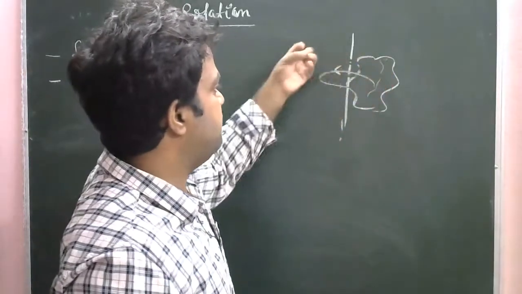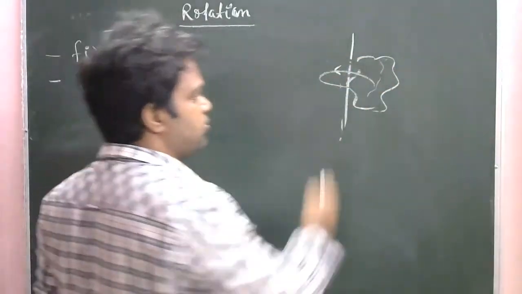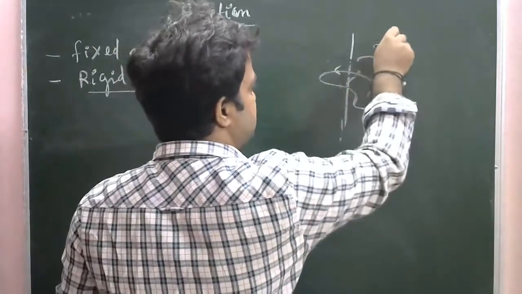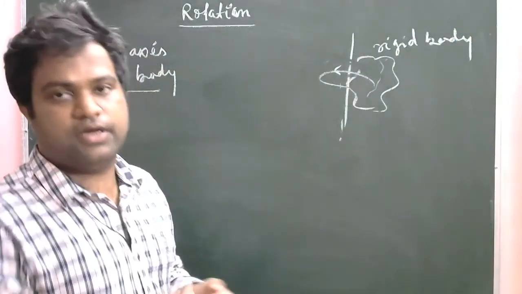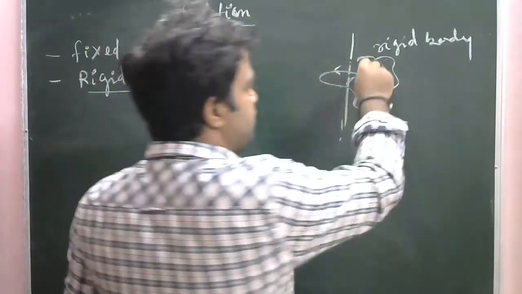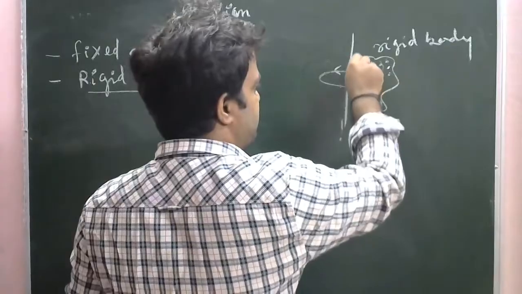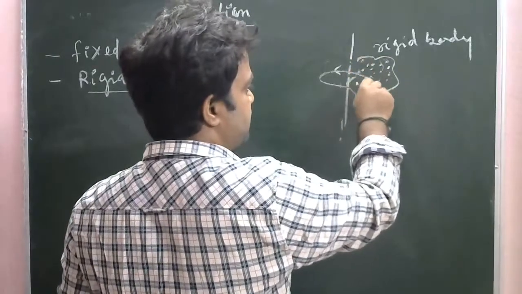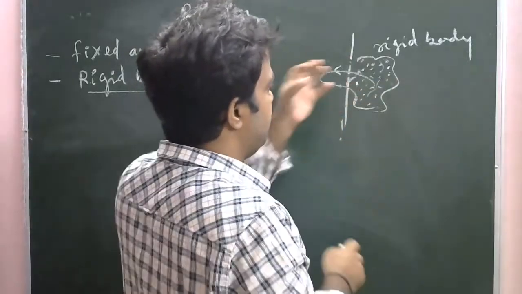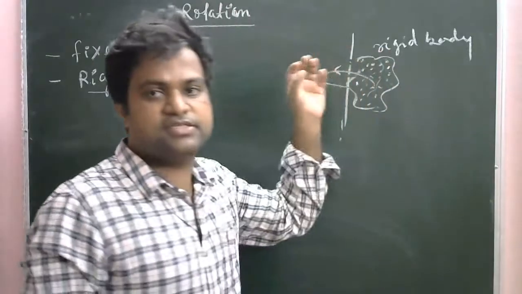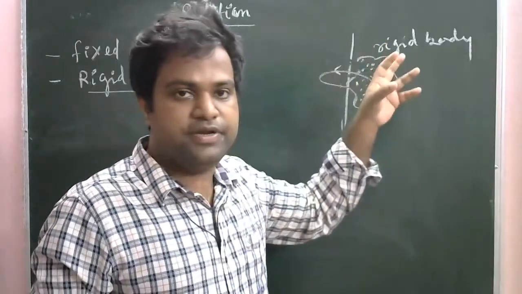Rigid body means all the parts of this object will move completely together. So this is your fixed axis, and this is your rigid object or rigid body. Now the rigid body consists of many points. There will be some intermolecular forces or bonds, so that it stays together and forms an object or body. In this rigid body, when it is rotating about an axis, all the points of this body will also move with the same speed.